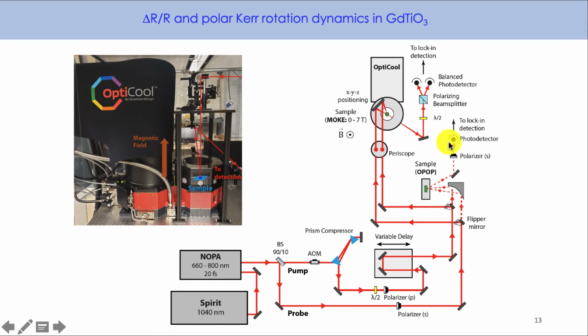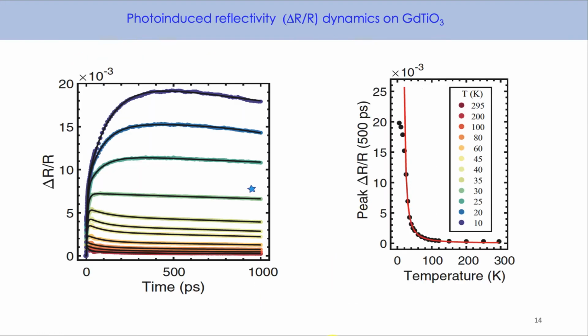This really gives us a lot of access to be able to very carefully investigate these pump probe dynamics as a function of both temperature and magnetic field. I'm going to show you some of these results now. The first experiments we did were photo-induced changes in reflectivity. I'm not going to spend a lot of time on these, but I'm just going to point out a few interesting things. This is the photo-induced change in reflectivity.